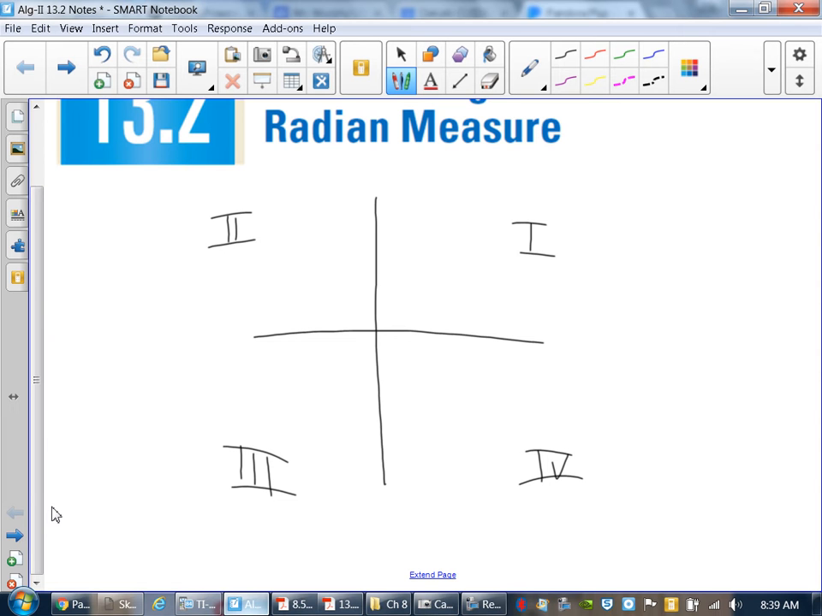The coordinates for x and y here are both positive. Negative, positive. Negative, negative. And positive, negative. We okay with that? We think we remember all that, right?